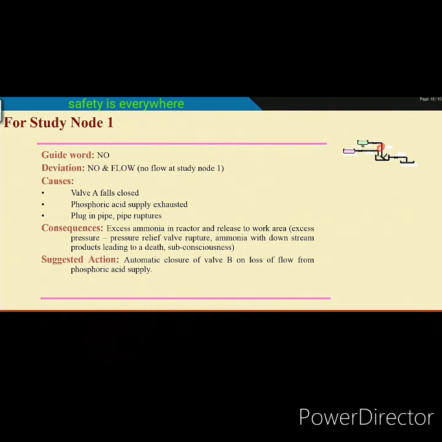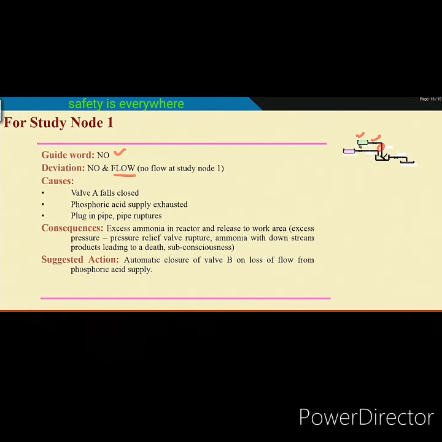What is happening here? Phosphoric acid is coming through this. Now, the parameter is flow, the guide word is no. What is the result? No flow. Why no flow? Valve A closes, phosphoric acid tank has no supply, or there is a jam in the pipe, or the pipe ruptures. All those things will be the causes.